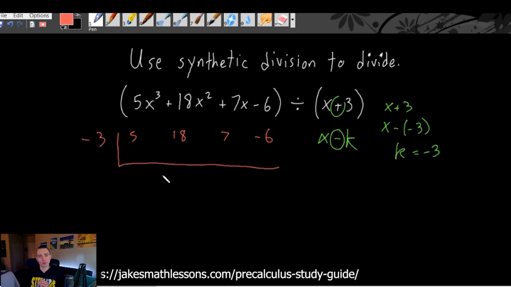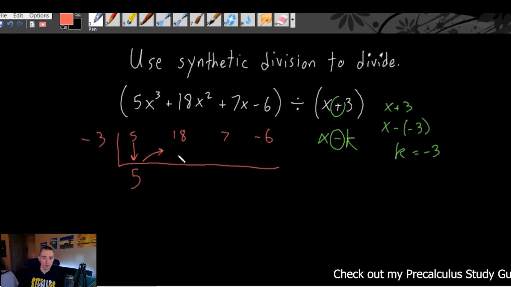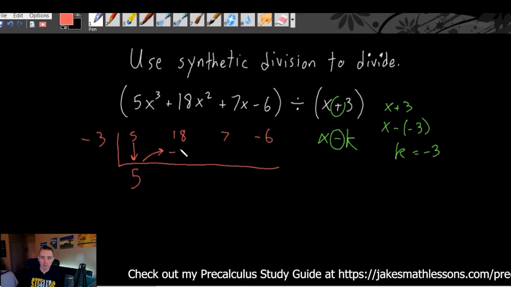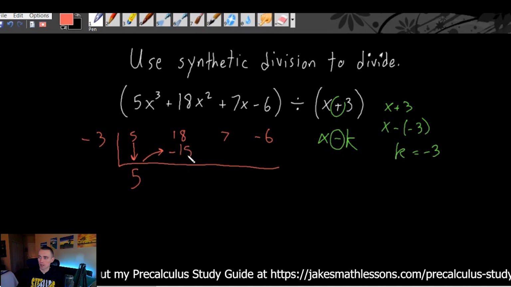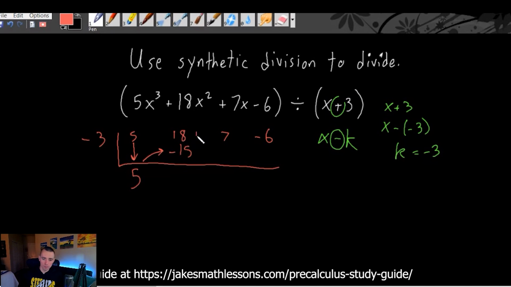This is always going to start out the same way. You're going to start by taking whatever this first number is here, in this case 5, and carry it all the way down to the bottom here. Then from there, you're going to go diagonal. You're going to go from 5 to over here, and write a new number right here. That new number is whatever the number down here was times your k. So 5 times negative 3 gives us negative 15. We're going to write that right here. Then once you've done that, you go down this column. Now you're going to add these two numbers.